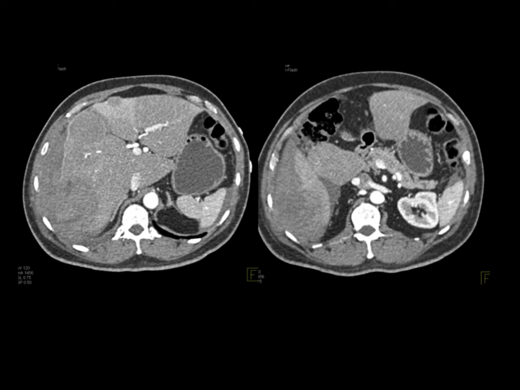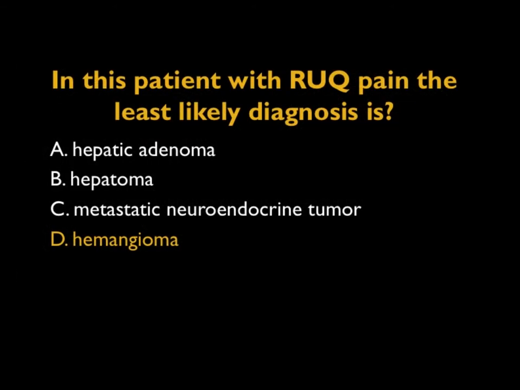Things that don't bleed typically are hemangiomas. Yes, I guess if you biopsied it, it could bleed, but for a spontaneous bleed, you better be thinking away from hemangioma. You better be thinking about malignancies. You better be thinking about number 1, hepatic adenoma.